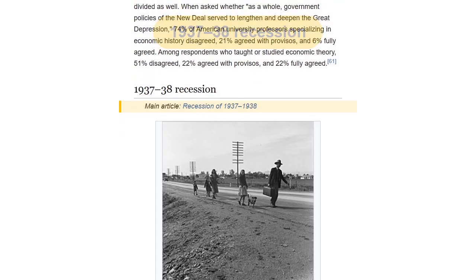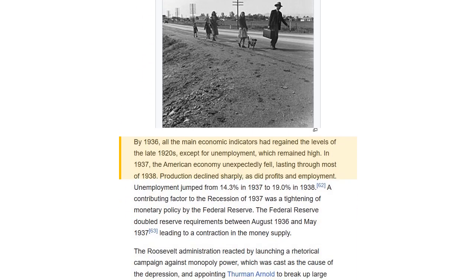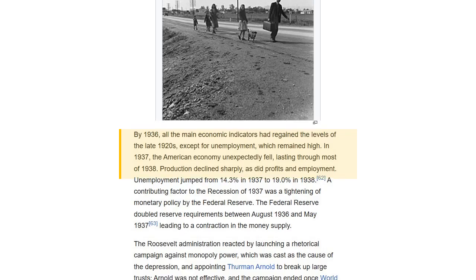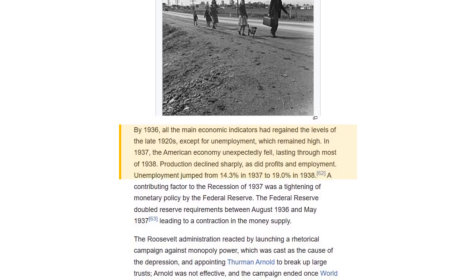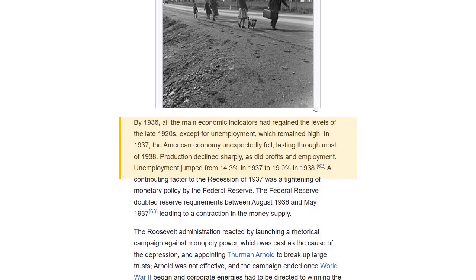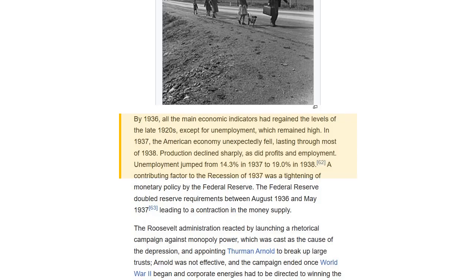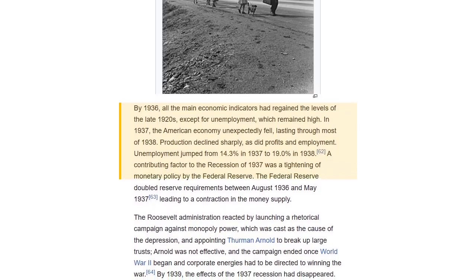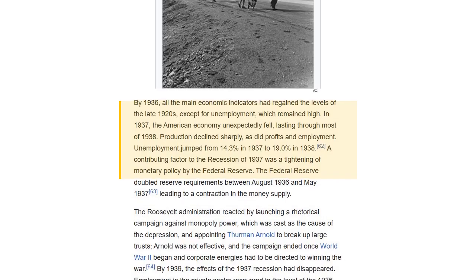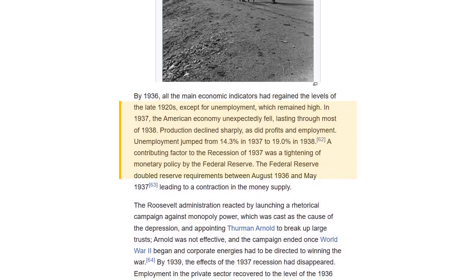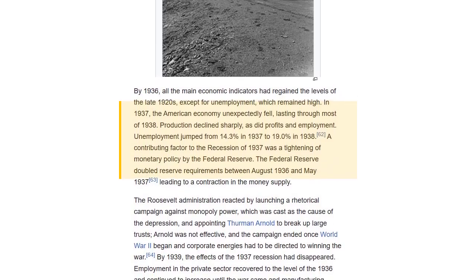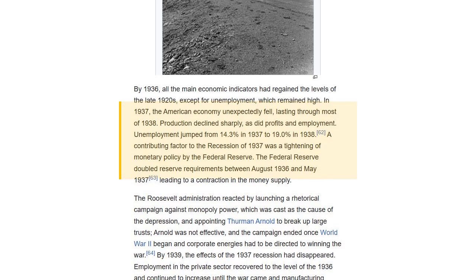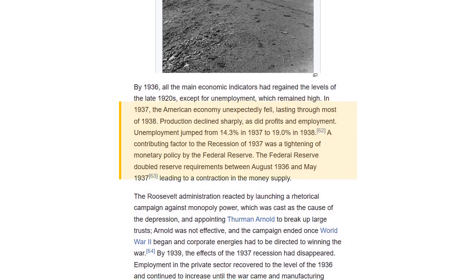1937-38 recession. By 1936, all the main economic indicators had regained the levels of the late 1920s, except for unemployment, which remained high. In 1937, the American economy unexpectedly fell, lasting through most of 1938. Production declined sharply, as did profits and employment. Unemployment jumped from 14.3% in 1937 to 19.0% in 1938.